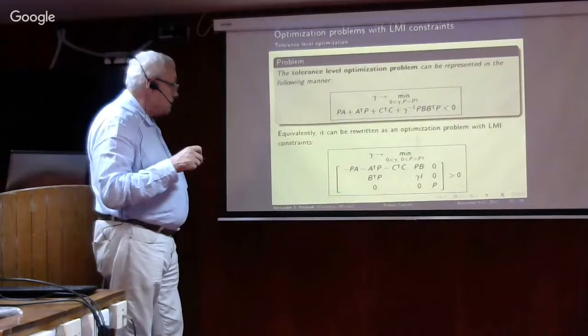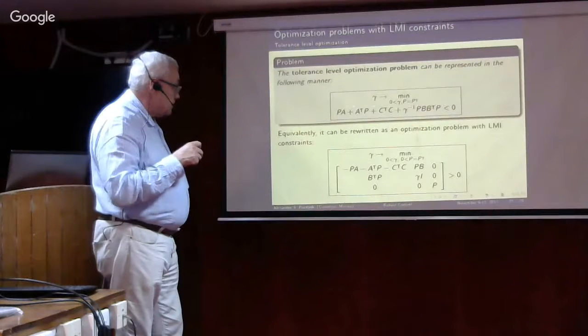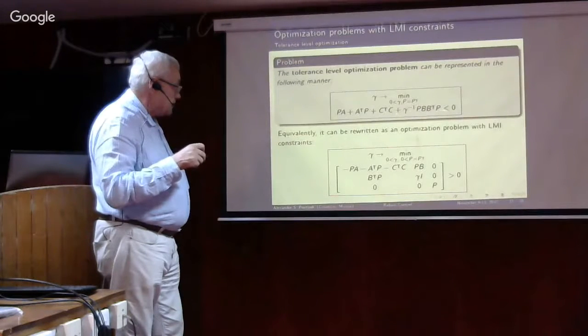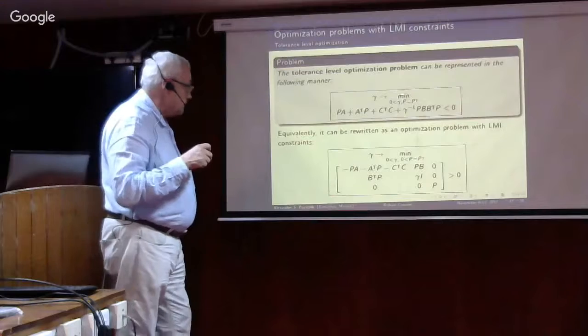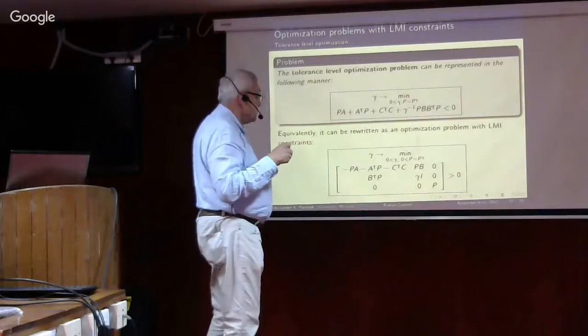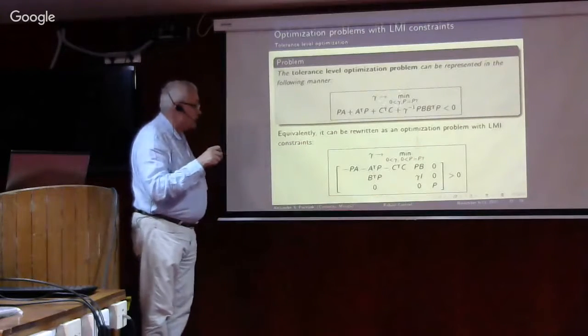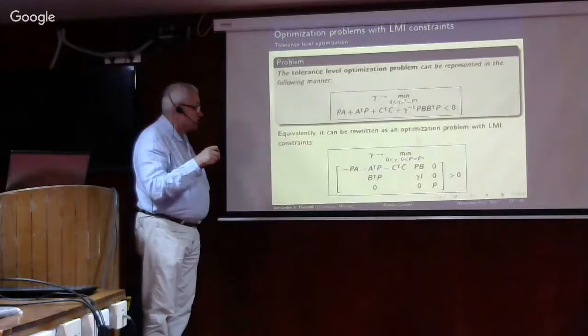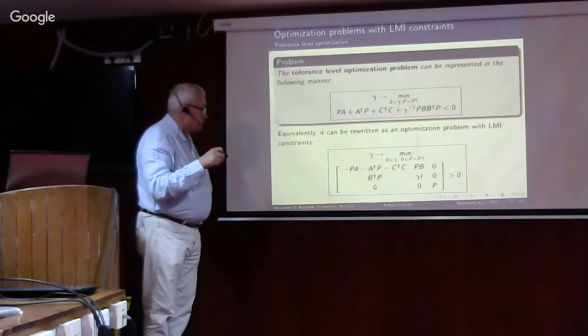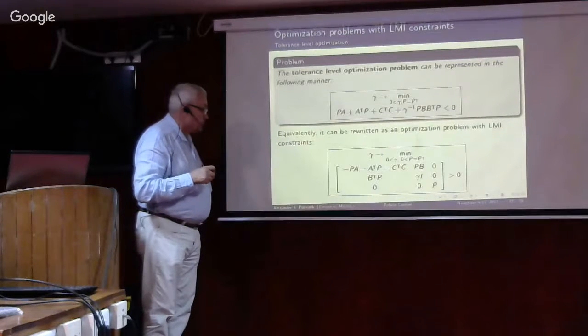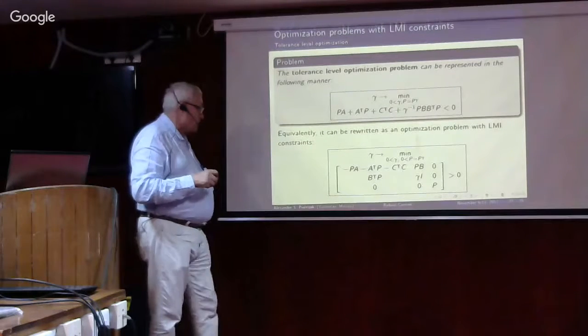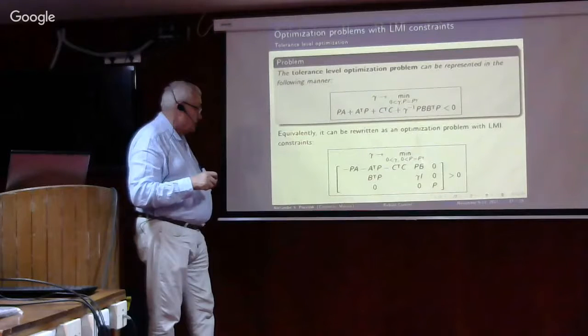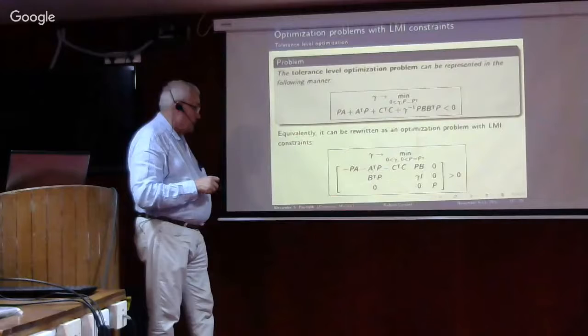Among all matrices E and gamma satisfying this inequality, we need to find the minimal gamma and the corresponding E. Again, it is very easy to represent using the Schur complement. The Schur complement is here. This diagonal is exactly the Schur complement.